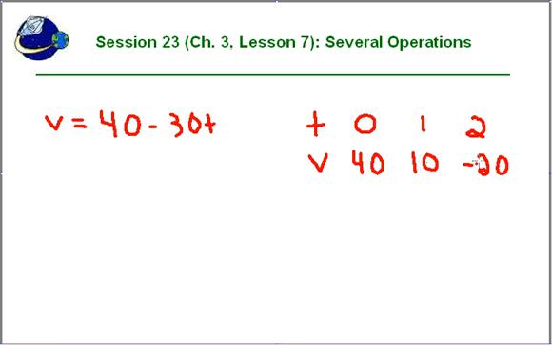Well, let's take a look now at the time of 2 seconds. 2 seconds after the rock left the hand. Well, let's take that 2 and put it back into our formula. What is 30 times 2? 30 times 2 is 60. What now is 40 minus 60? 40 minus 60 is a negative 20. So what is the velocity of the rock 2 seconds after it was thrown up into the air? The velocity is now minus 20 feet per second.